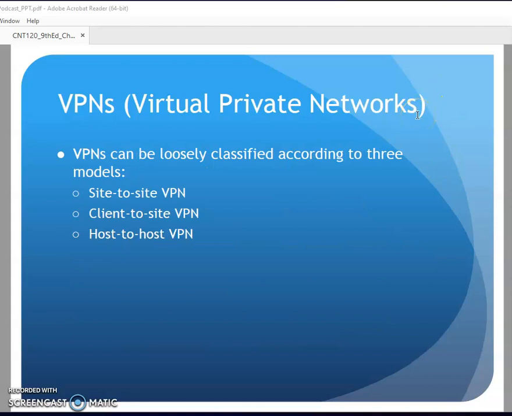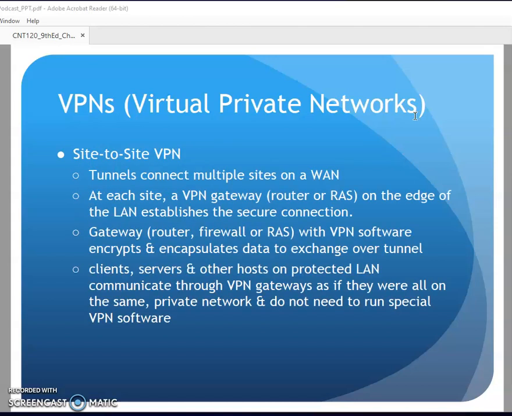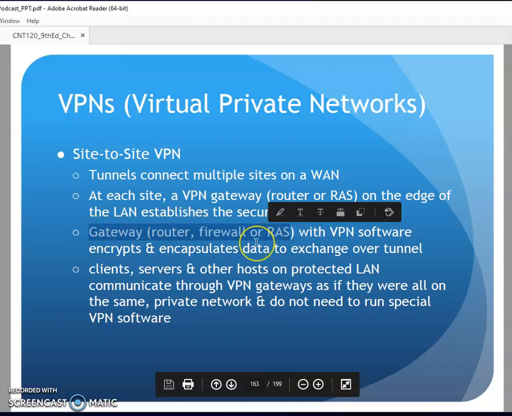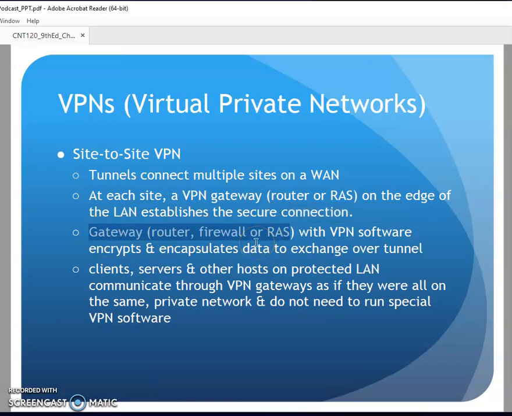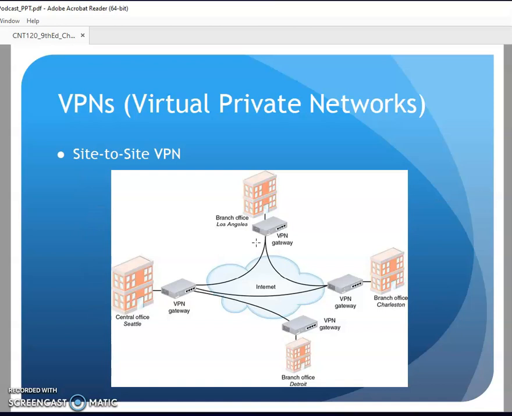We can loosely classify these in three different ways: site to site, client to site, or host to host. Site to site, you're literally creating a tunnel between those two sites, maybe between the two routers at the main office and a branch office. My devices, like my gateway, are going to use the VPN software to create this tunnel between the two sites. So I might be connecting my smaller offices to a main office, or smaller branches of a company together, if you will.